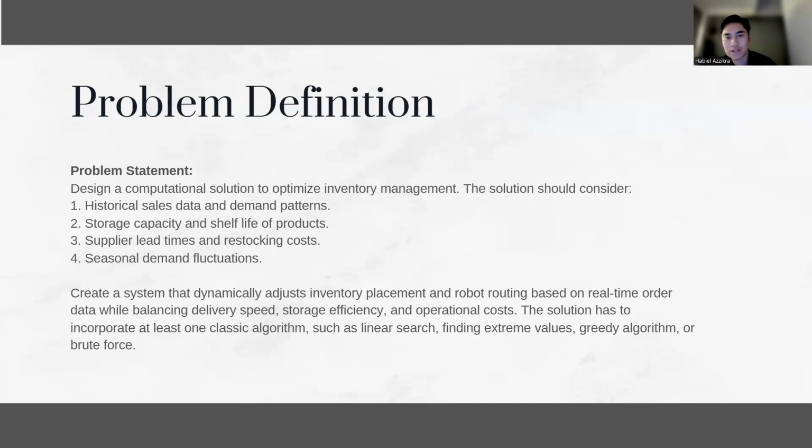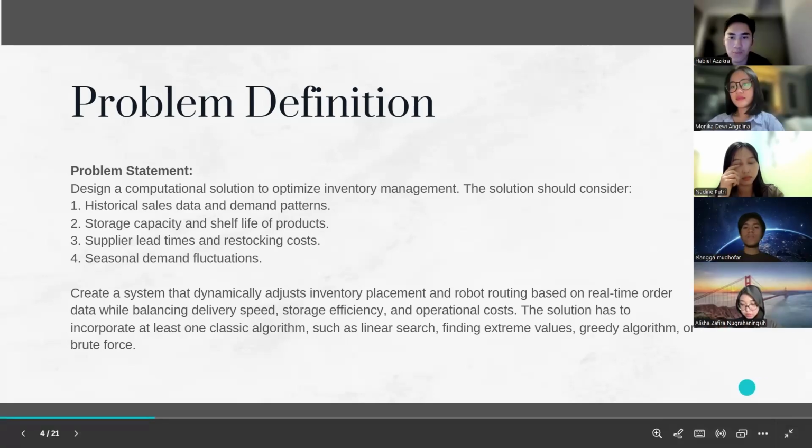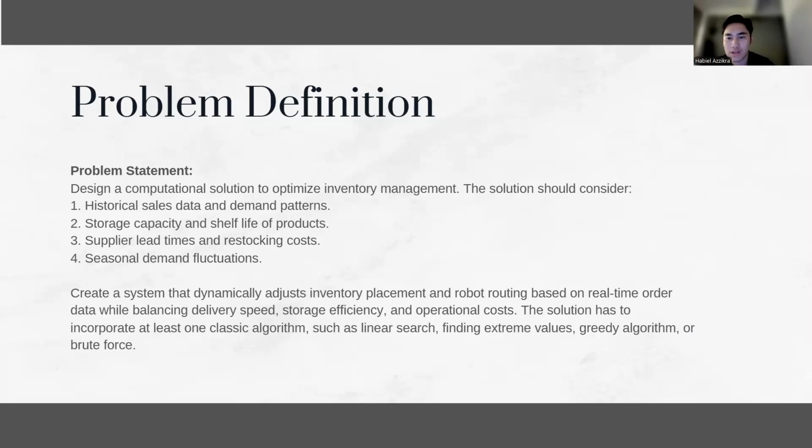The problem statement for this case is to design a computational solution to optimize inventory management. The solution should consider historical sales data and demand patterns, storage capacity and shelf life of products, supplier lead times and restocking costs, and seasonal demand fluctuation. We need to create a system that dynamically adjusts inventory placement and robot routing based on real-time order data while balancing delivery speed, storage efficiency, and operational costs. The solution has to incorporate at least one classic algorithm, such as linear search, finding extreme values, greedy algorithm, or brute force.